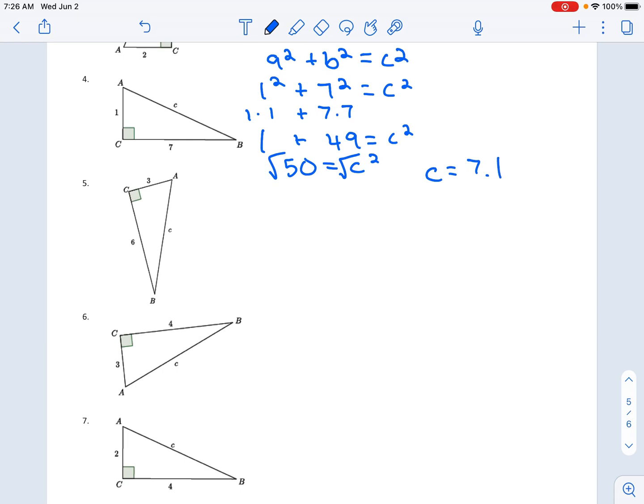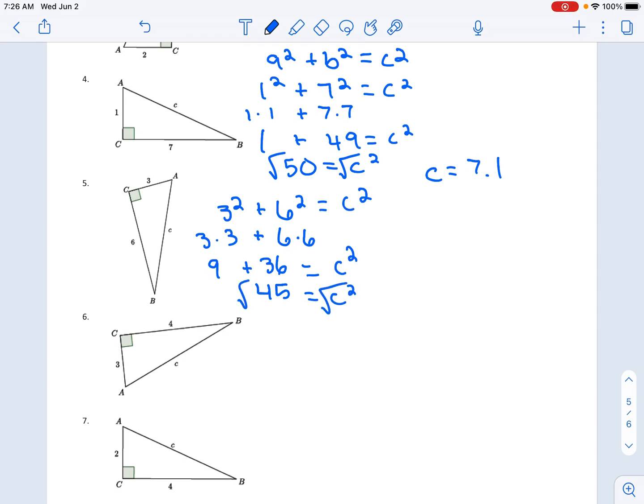All right, next we have straight side of 3, straight side of 6. 3 times 3 is 9. 6 times 6 is 36. 36 plus 9 makes 45. Plop the square root symbol. And in a calculator, square root of 45 is 6.7 rounded.